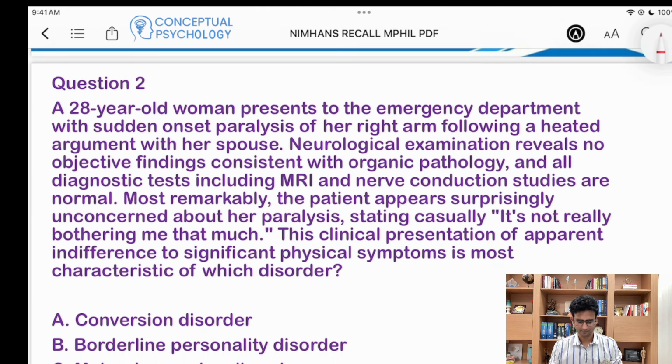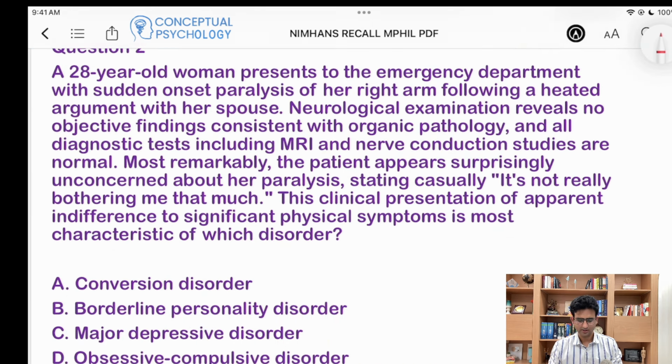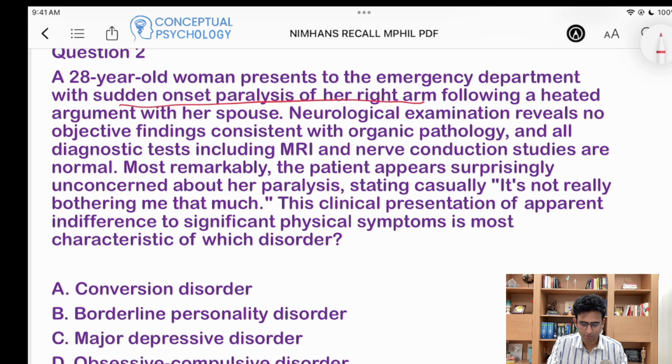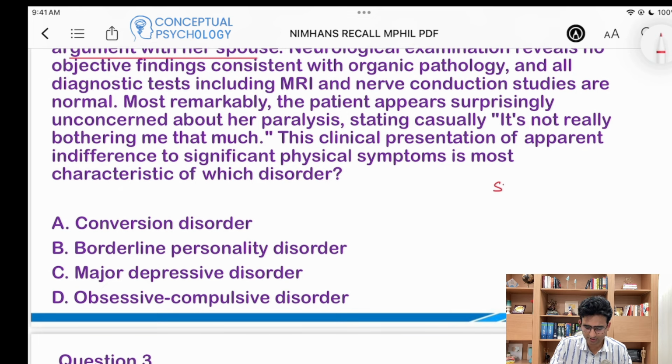Alright, second question. A 28-year-old woman presents to the emergency department with sudden onset paralysis of her right arm following a heated argument with her spouse. So we have a stressor. We have a stressor in this question, the stressor being the argument with spouse, followed by a neurological symptom.